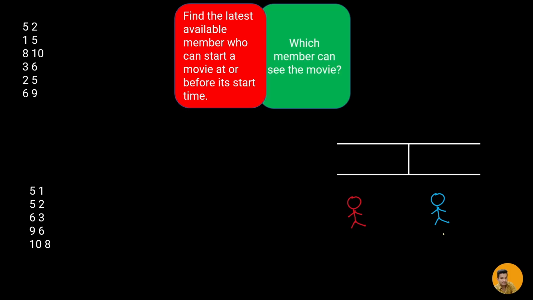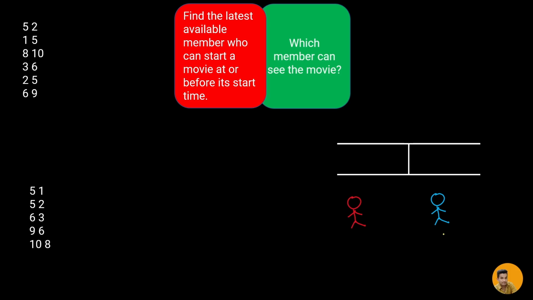Then comes the question which I am going to ask. Just pause it, think about it for a minute. Which member can see the movie? Just think about it. If there are a set of members given, think of a big example. If a set of members are given, which member can see the movie?